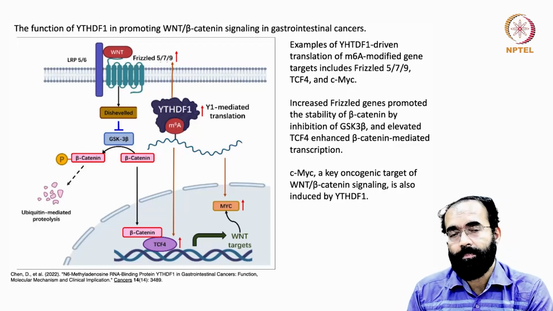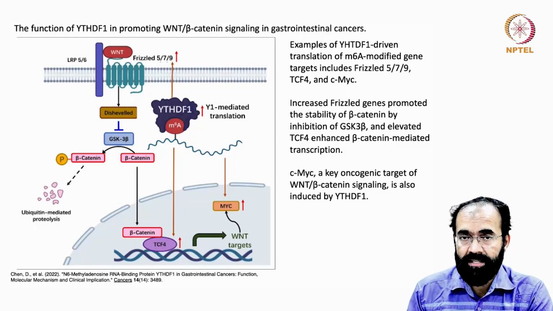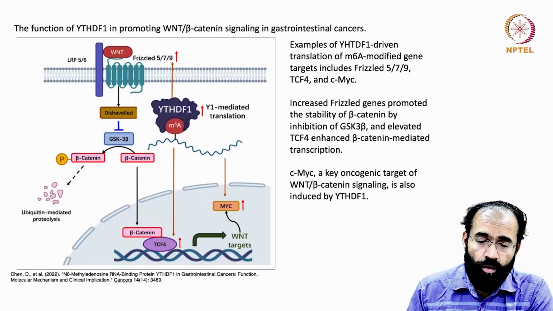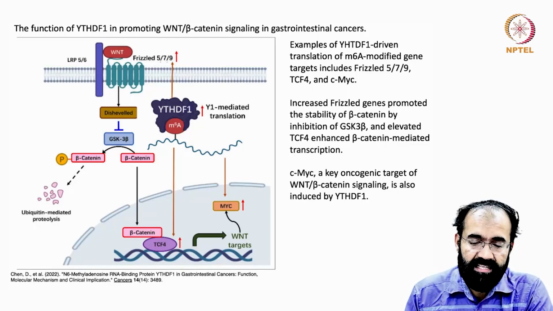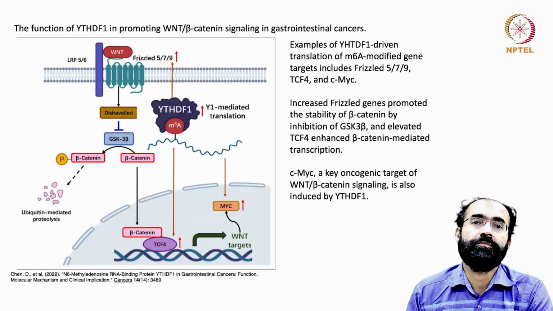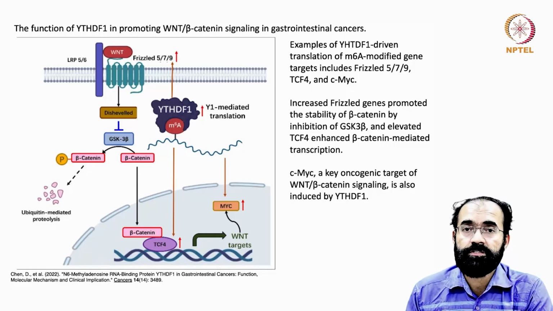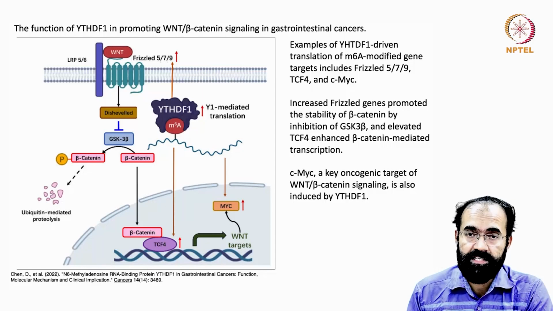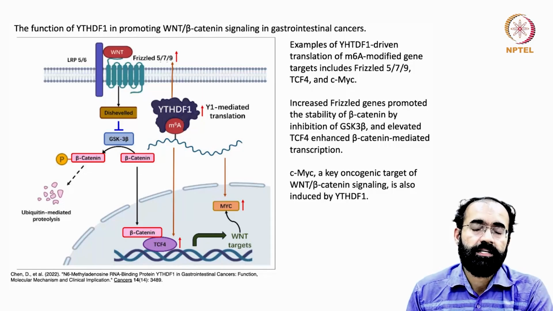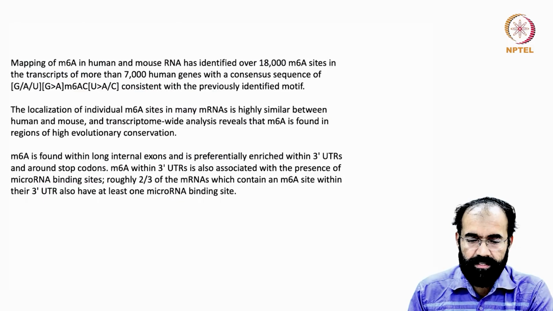So this is what happens at all three stages: receptor level, co-binding partner level, and target gene level. c-MYC is a key oncogenic target of Wnt beta-catenin signaling, and is also induced by the YTHDF itself, because the c-MYC RNA is produced in the nucleus at an accelerated level. Not only is it produced at an accelerated level, it is translated at an accelerated level. So these things work together to create a cancerous environment such as gastrointestinal cancer.